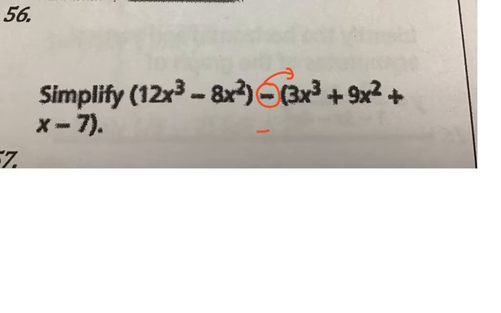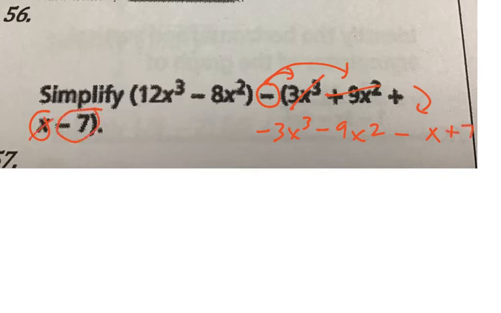So I know I have a minus 3x cubed here. I have a minus 9x squared. And it kind of wraps around here, so I apologize. That x becomes a minus x, and now that minus 7 becomes a plus 7. Because remember, whenever you minus a negative, they cancel out to a plus.